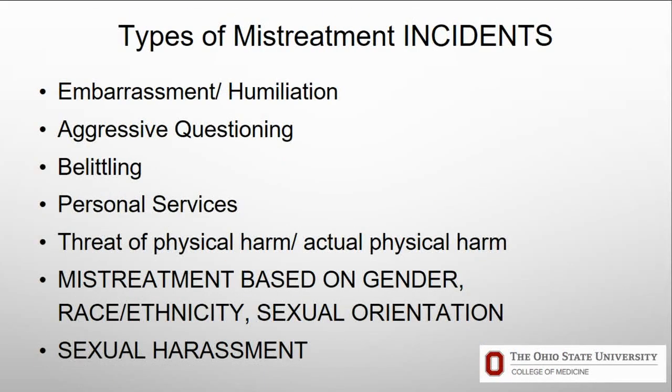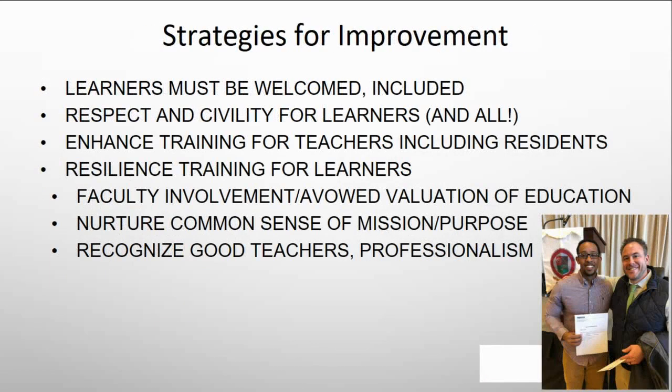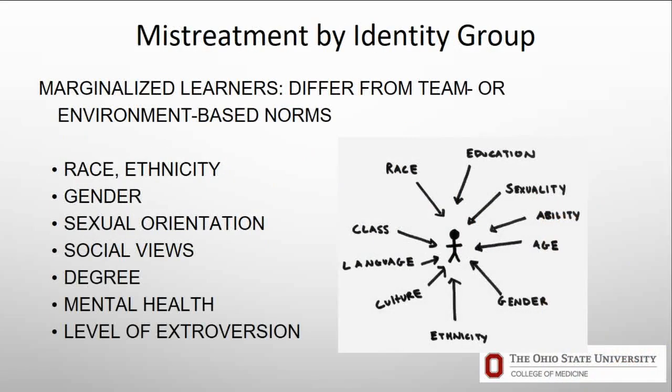Again, these are the types of incidents we're concerned about: embarrassment, humiliation, aggressive questioning, belittling, personal services. We talked about the coffee. Just avoid it. Get the coffee yourself, then you don't have to worry about it. Threat of physical harm or actual physical harm. Believe it or not, that happens. Mistreatment based on gender, race, ethnicity, sexual orientation, and sexual harassment. Again, this is not a fun topic to talk about, but it's very important. I have two more slides here.